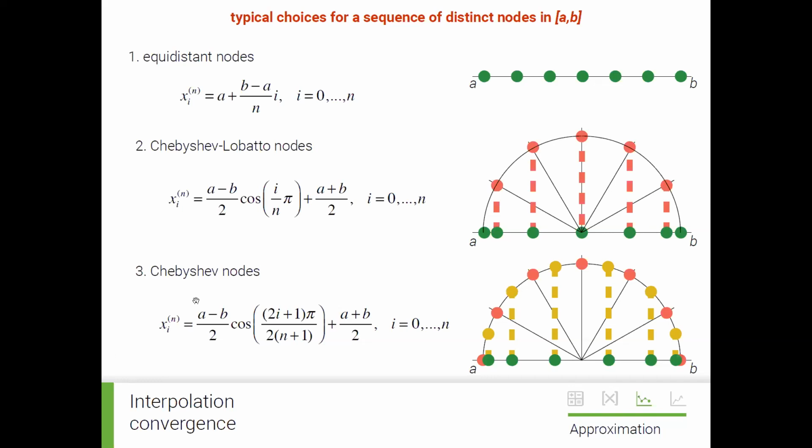And the third one, Chebyshev nodes. It is defined with this formula: A minus B over 2 cosine of 2i plus 1 pi over 2N plus 2, plus A plus B over 2, where i goes from 0 till N. And here you can see how these Chebyshev nodes are placed, in yellow. These are Chebyshev-Lobatto nodes, and these are Chebyshev nodes.